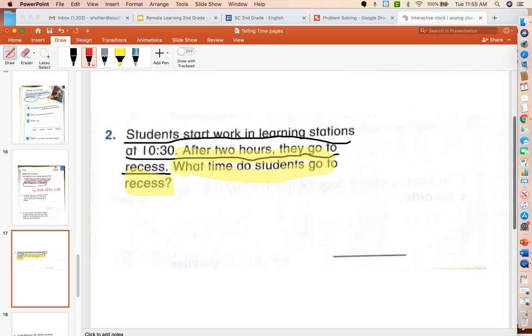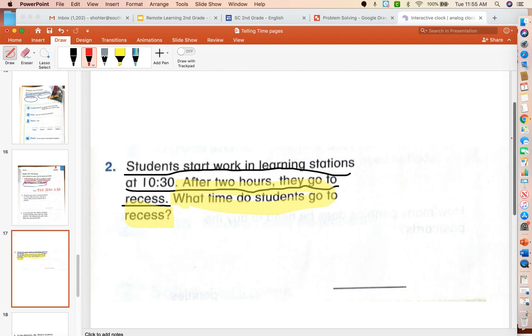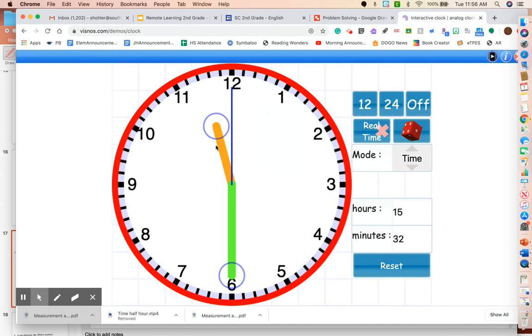Here we go. Number 2, students start work in learning stations at 10:30. After 2 hours, they go to recess. What time do they go to recess? Now, I've already done the lines for this one for you, so you can just copy what I've done. All of the information that is highlighted down at the bottom is the question that they're asking, the information that they want to know, and the underline is what we do know. So they're going to work for 2 hours and they're starting at 10:30. So let's start at 10:30.